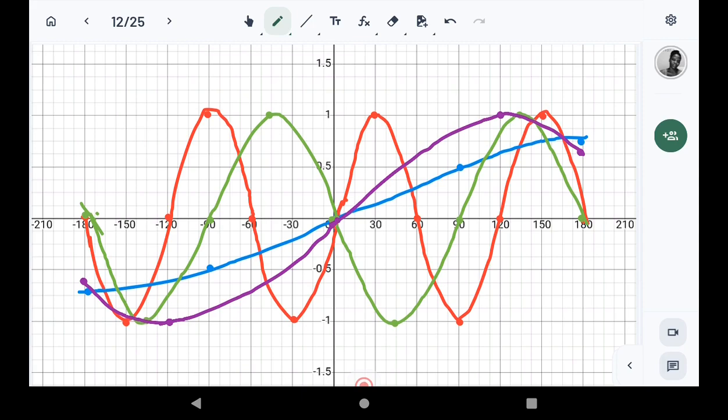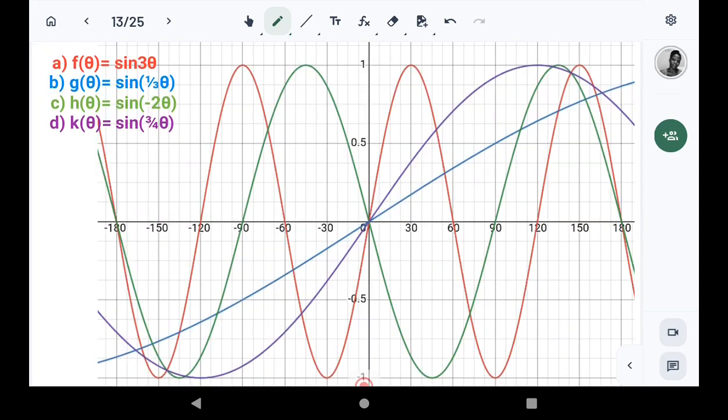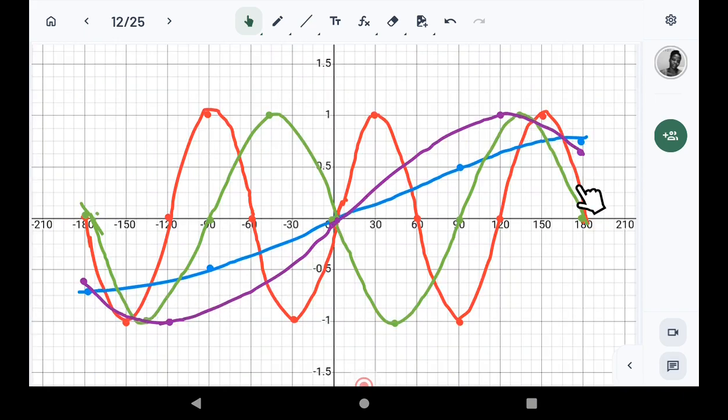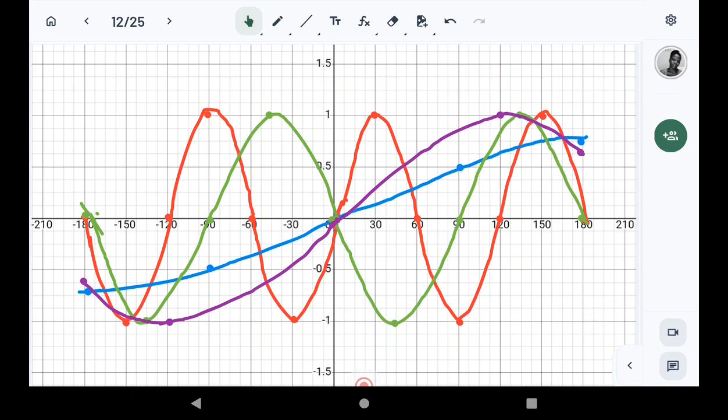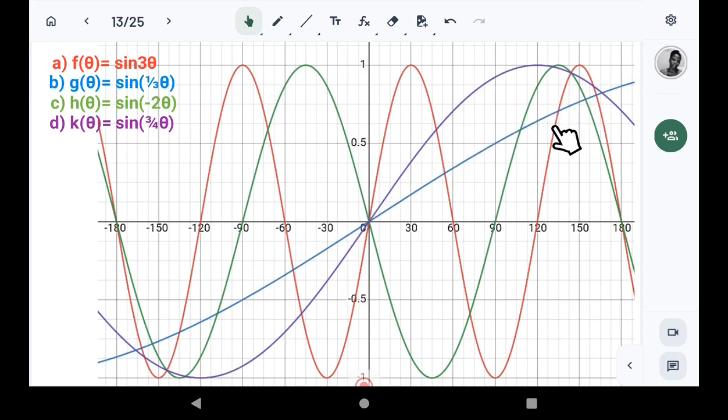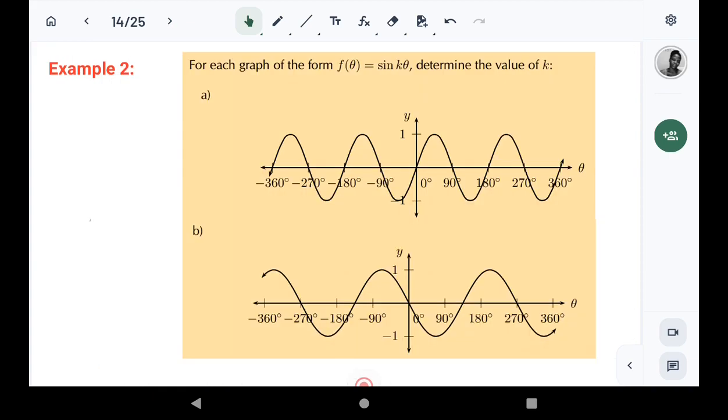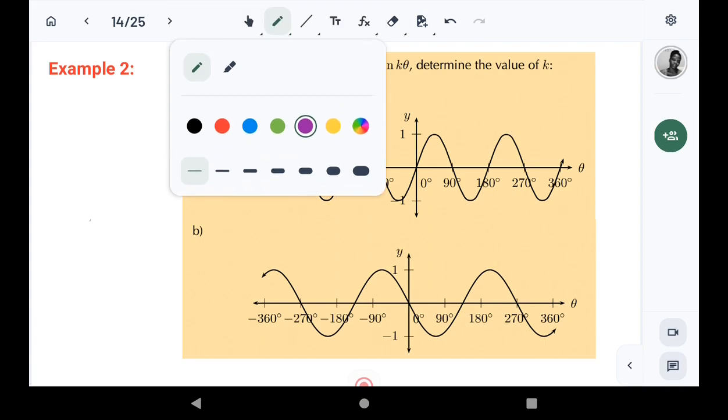Now we used a graph calculator, and this is what the graph calculator shows us. The purple one is y equals sine of 3 theta over 4. Let's compare it with the ones that we drew. Green one, correct. Red one also correct, and the blue one correct. All these graphs are correct. Now on to the next question.